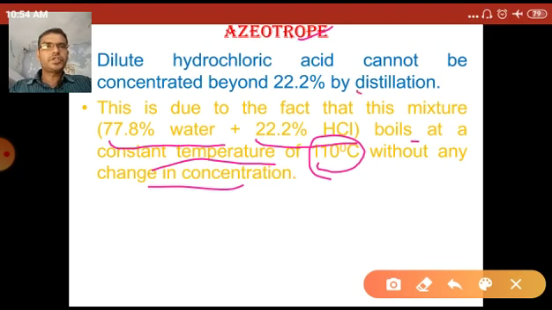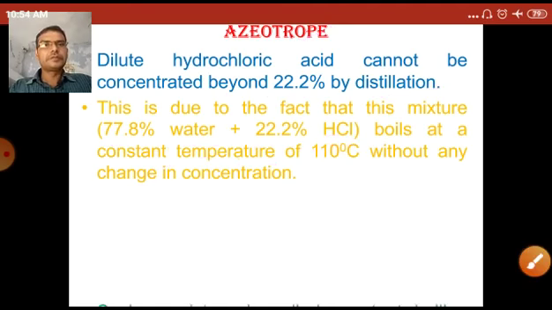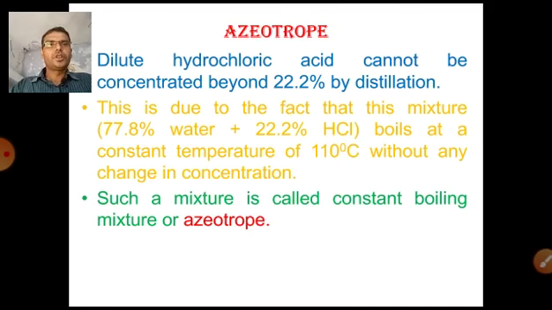So by the distillation process, we cannot concentrate the hydrochloric acid beyond 22.2%, and this mixture, which boils at a constant temperature, is called the azeotrope. Such a mixture is called a constant boiling mixture or azeotrope mixture. So this is all about the preparation of hydrochloric acid and its physical properties.